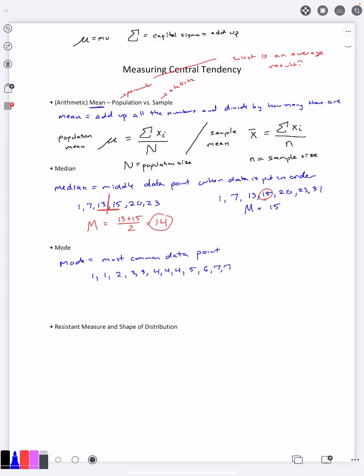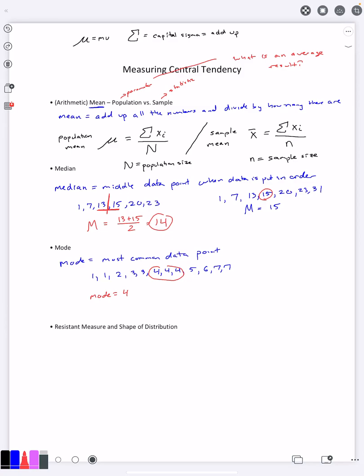So here's a bunch of data there. You see the number 1 occurs twice, 2 only once, 3 twice, 4 three times, 5 once, 6 once, 7 twice. So in this case for the mode, you just look for whichever one happened the most often, which is 4 here, because there's 3 of them. And that means your mode is 4 for this data.